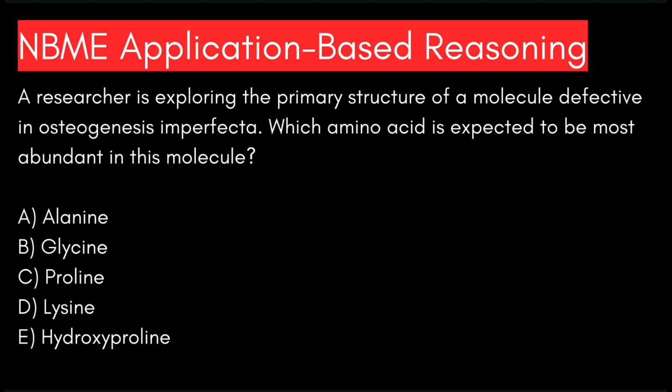So we have a researcher exploring the primary structure of a molecule defective in osteogenesis imperfecta. Which amino acid is expected to be most abundant in this molecule? This is pretty first order, so I expect most of you guys to have your answer down already. Give you a few more seconds.